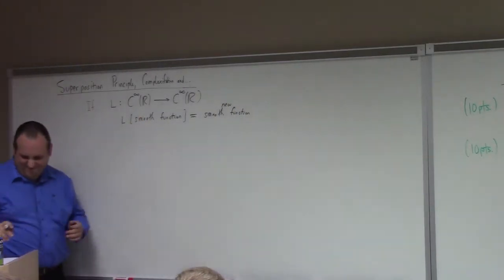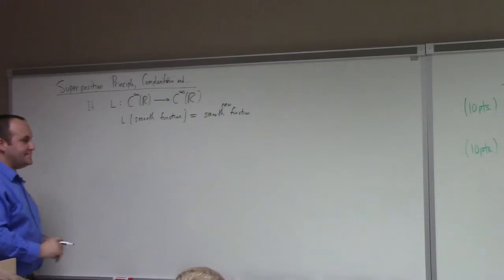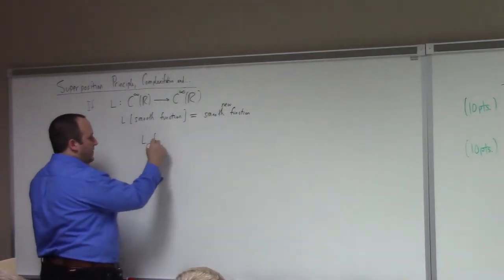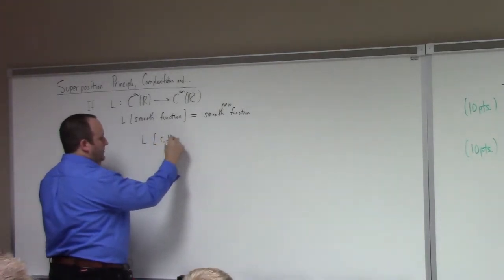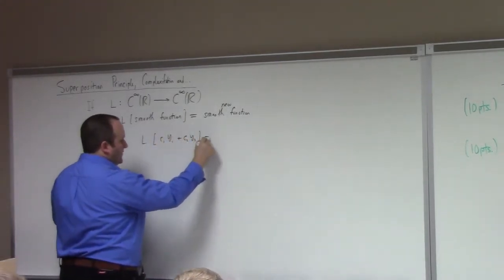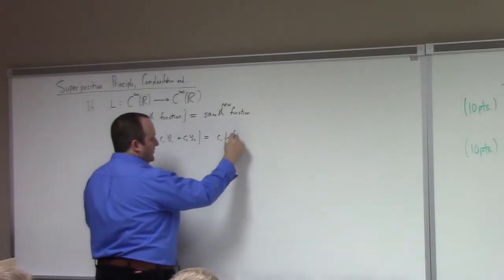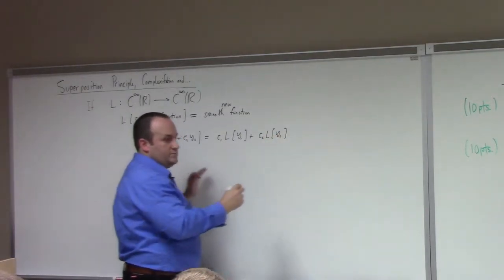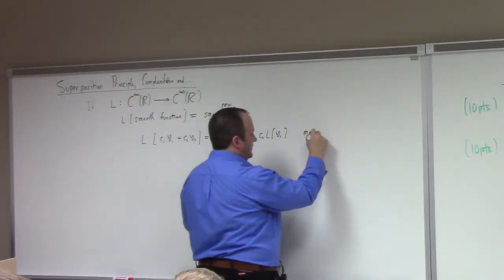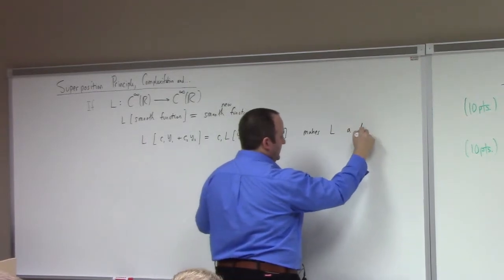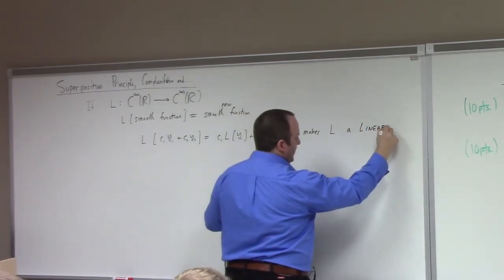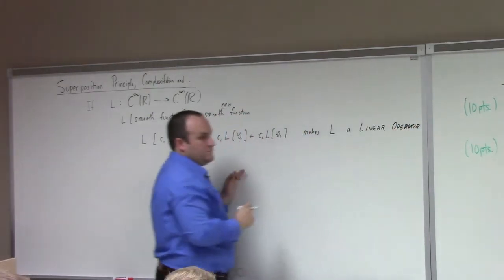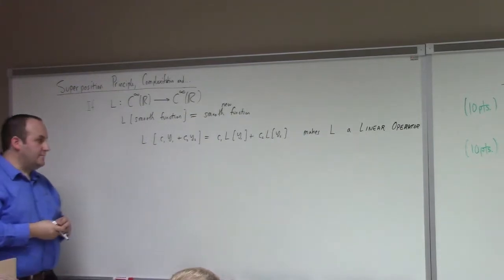This is an operator. It's a linear operator if we have L of C1 y1 plus C2 y2 equals C1 L of y1 plus C2 L of y2, right? This makes L a linear operator. So we've talked about these in some depth in here, right?